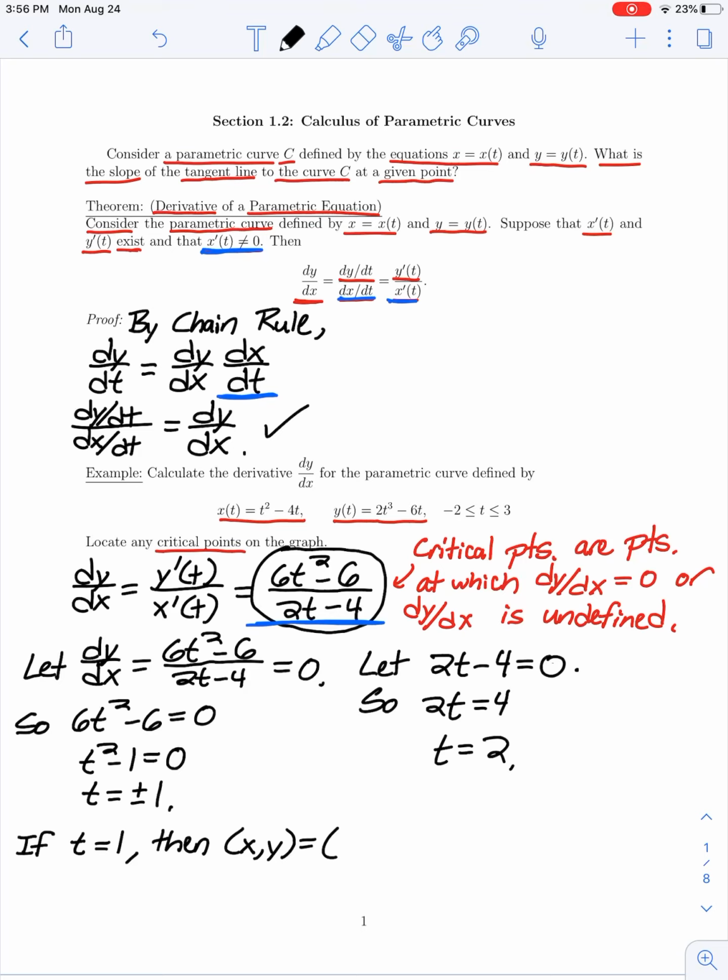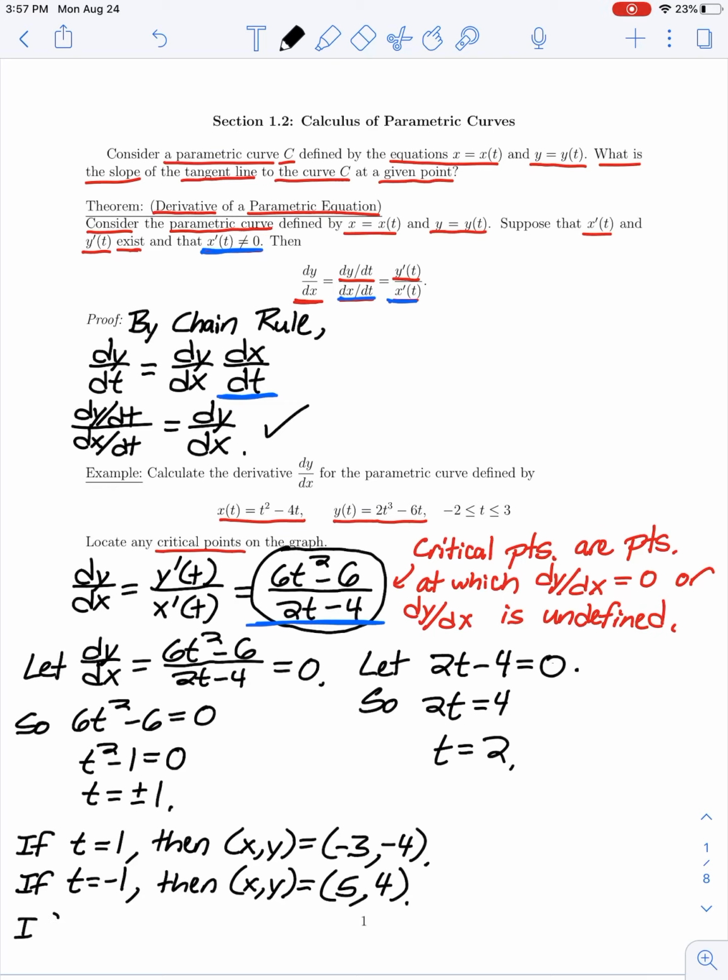So if t is 1, x would be 1 minus 4, or negative 3. And if t is 1, then y would be 2 minus 6, or negative 4. Now, for the next value of t that we found, t equals negative 1, we would have the point (x, y) on our parametric curve given by, so let's see, x would be 1 plus 4, so 5, and y would be negative 2 plus 6, so positive 4.